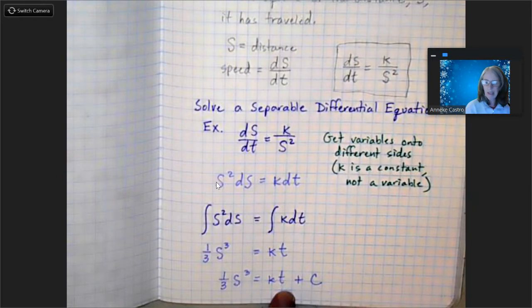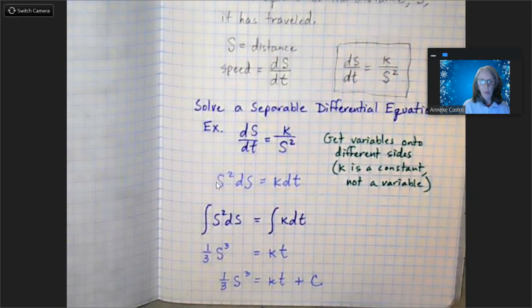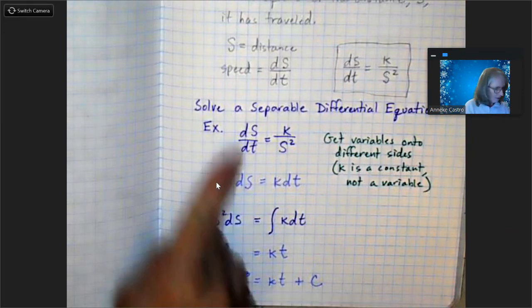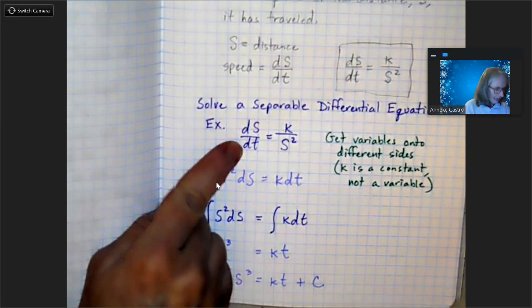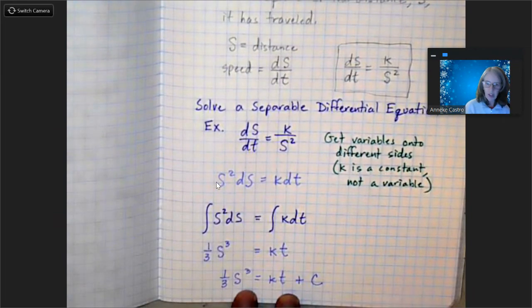But for this particular one, this is kind of all we can do. We don't have enough information to take it any farther. So our goal here was to get rid of the derivatives, the ds and the dt, and that has been accomplished. So now we have a function that no longer has any derivatives in it.